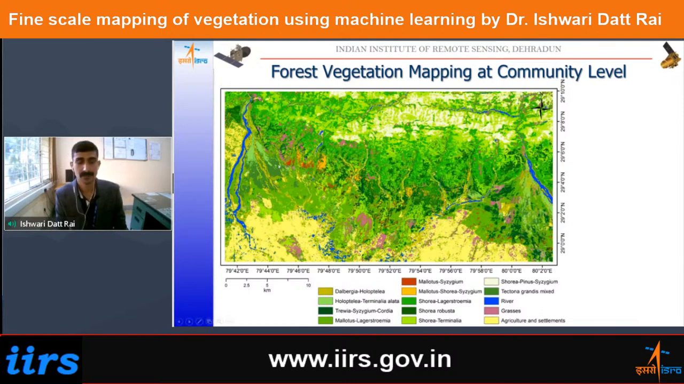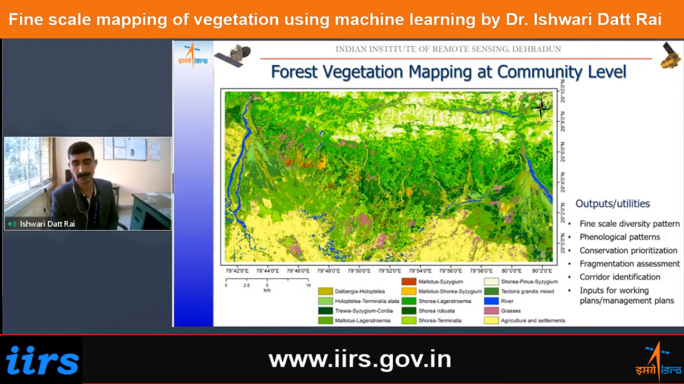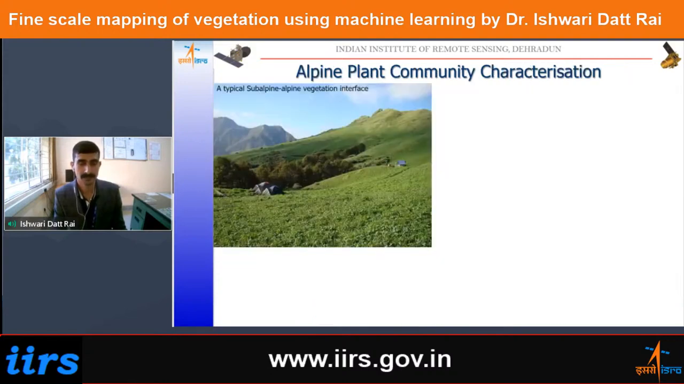This landscape covers the Nandhaur Wildlife Sanctuary and the outer area as well. These are very useful maps, because you can see the fine scale diversity patterns across the landscape, and you can identify important corridors for the movement of species. These are also important inputs for working plans and local level management plans, because conservation efforts work more at a local or regional scale, so these maps are very crucial for conservation planning and management of landscapes.